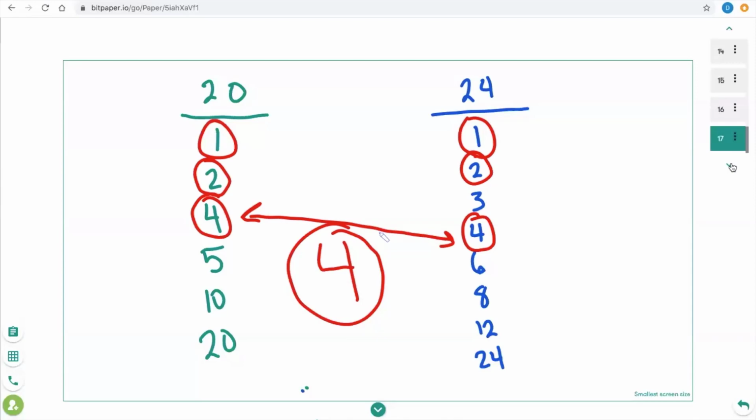And of course, you can do this with more than just two numbers. Just to start out, we started a little simple with just finding the greatest common factor of two numbers.